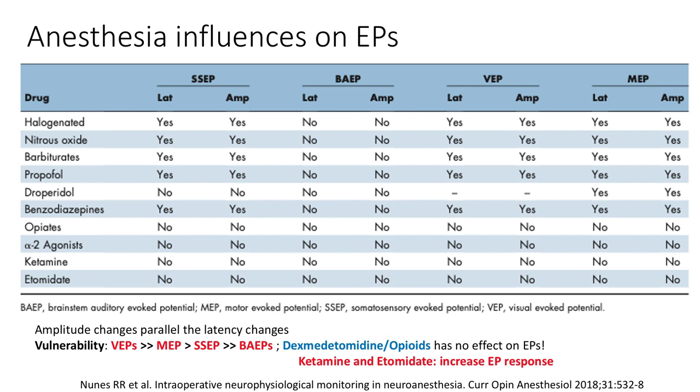Etomidate, mostly given as a bolus, increases the cortical SSEP amplitude, but no changes in the subcortical or peripheral response. So maybe that's actually coinciding with the myoclonus. Etomidate may depress the MEP, the motor evoked potential amplitude, but not latency. Dexmedetomidine and the opiates have been seen as having no effect on evoked potentials.